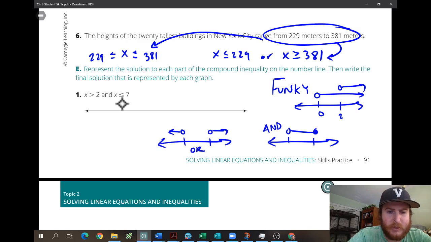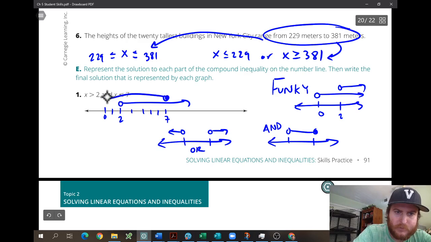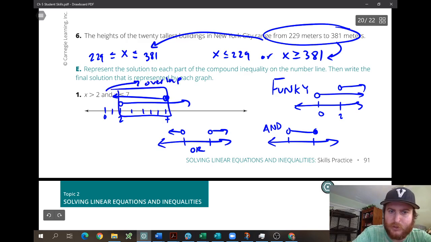So x is greater than 2 and x is less than or equal to 7. So if I put a 0 here, 1, 2, x is greater than 2 to the right, 3, 4, 5, 6, 7. Put a closed circle there, pointing to the left. When I see the word "and," that means where do they overlap? They overlap in between 2 and 7.